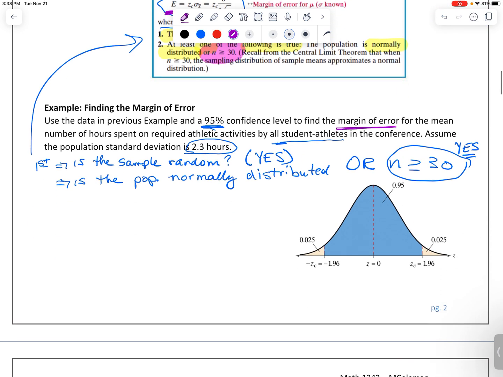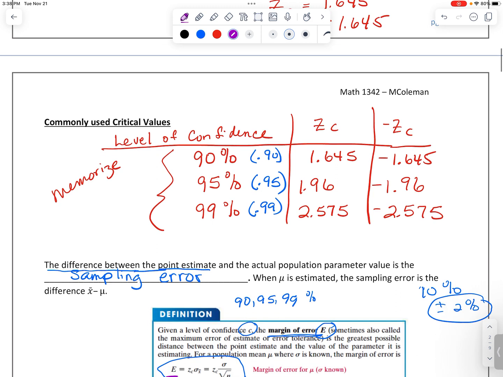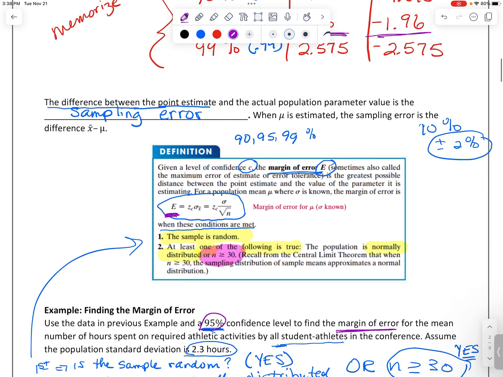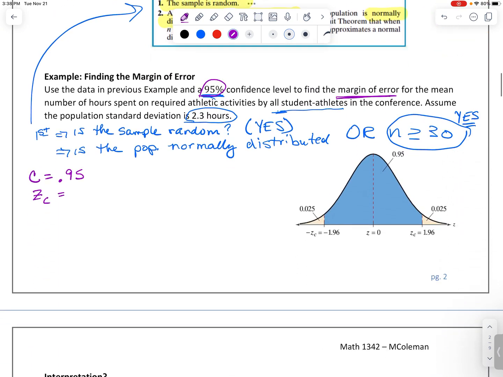number, my n. So my C value in this case is 0.95. It's a 95% confidence interval. That's my C value. From the chart above, because I have it memorized, I'm looking at the positive 1.96 and the negative 1.96. In this case, I'm just going to look at the positive one right now. Okay. The 0.95, remember this is given. This is from the table.